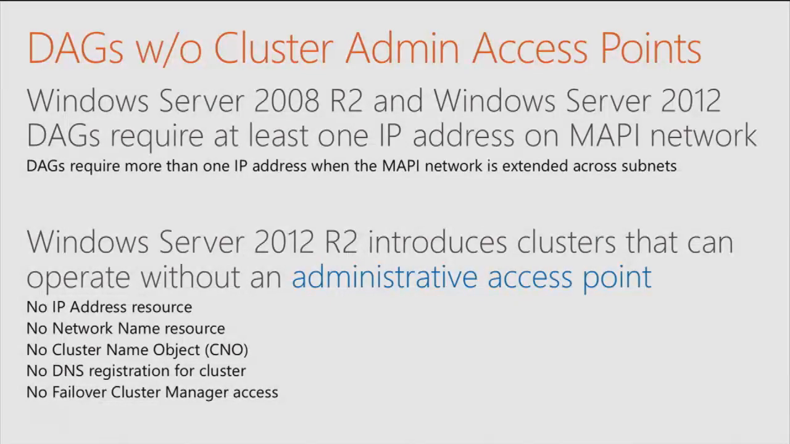Okay, so that's a big change, but it's kind of a simple change. It's also optional. You don't have to do this if you don't want to. It's just a new option that we've given you so that you don't have to deploy an IP address or multiple IP addresses to your DAG when it's extended across multiple MAPI networks.